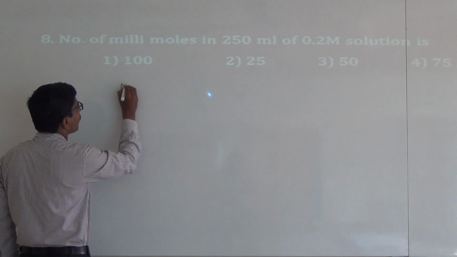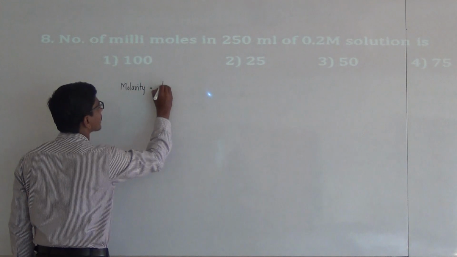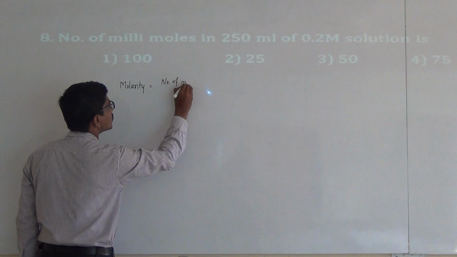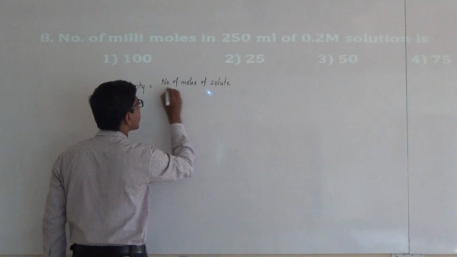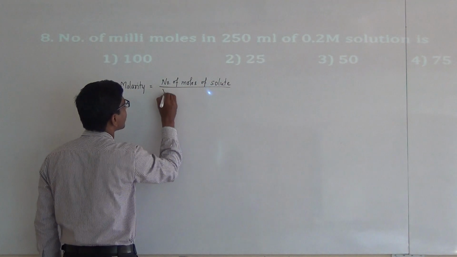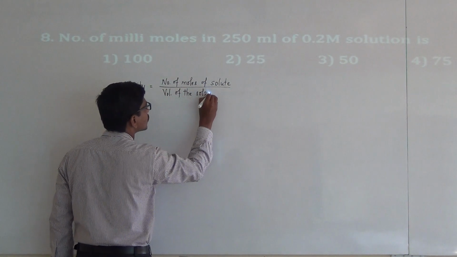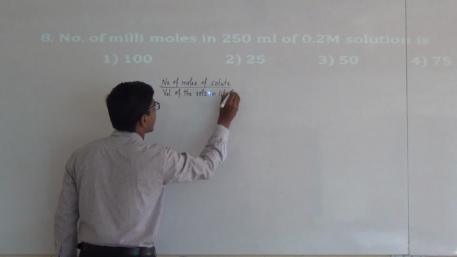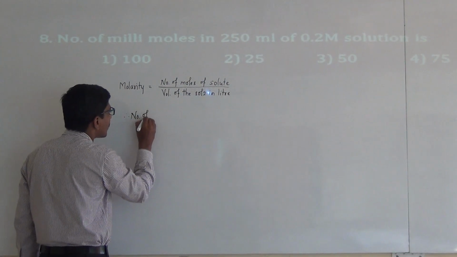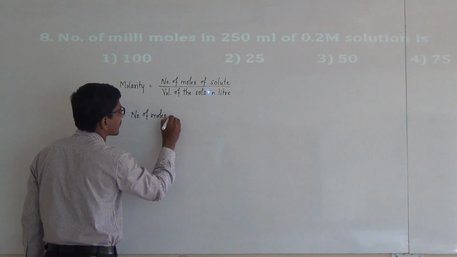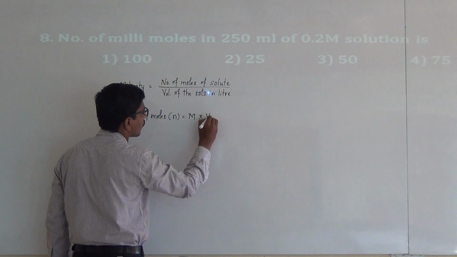From the definition, molarity is equal to the number of moles of solute divided by the volume of the solution in liter. Therefore, number of moles n is equal to molarity M into volume in liter.